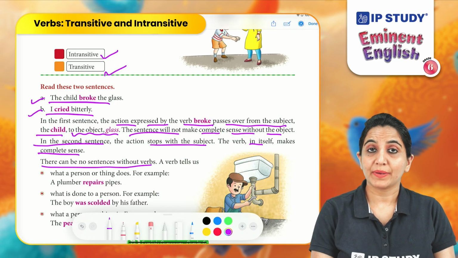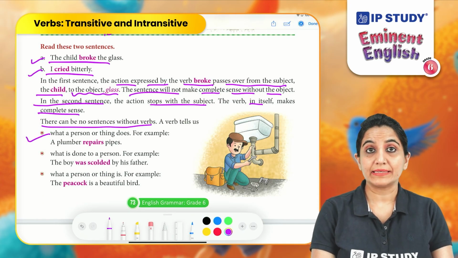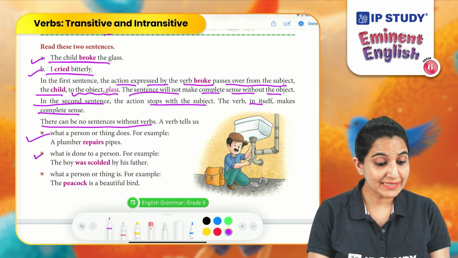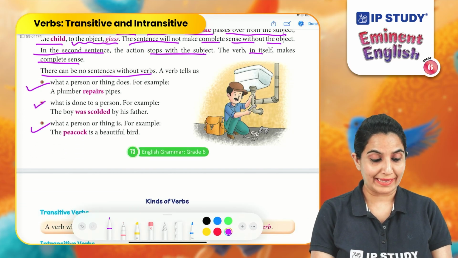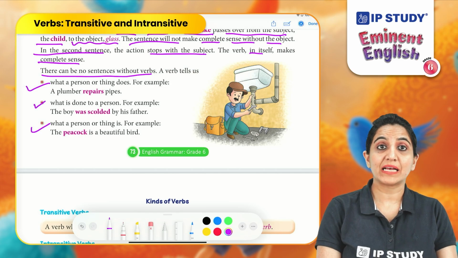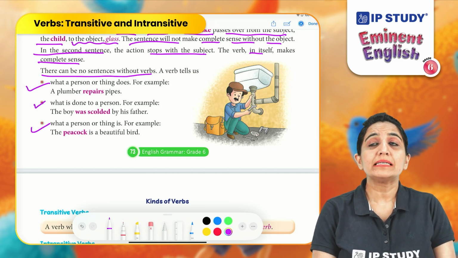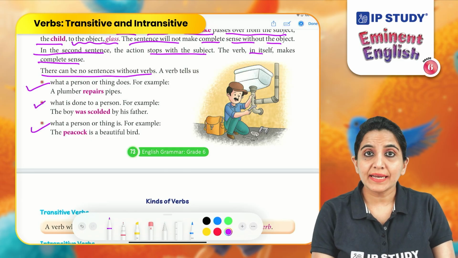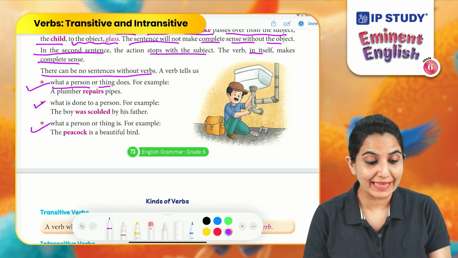Why? Because a verb tells us what a person or thing does, what is done to a person, what a person or thing is. So verbs are the action words which are essential to complete the meaning of the sentence. What a person or thing does.